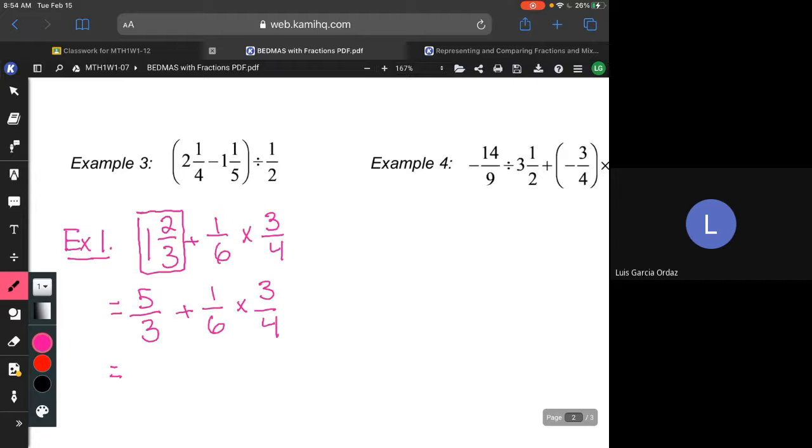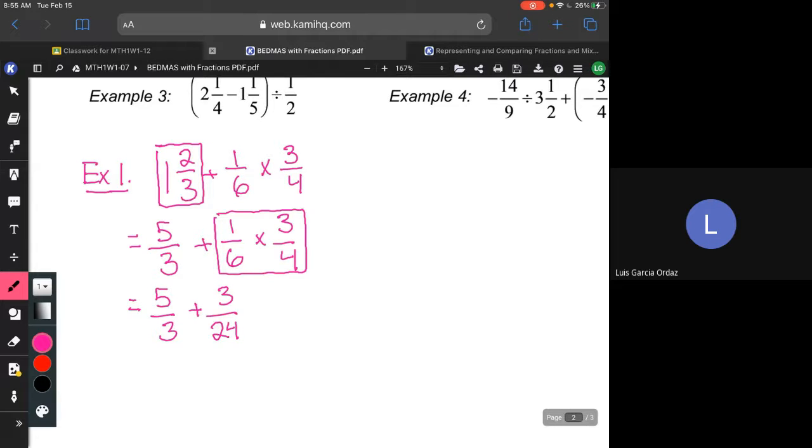According to BEDMAS, what comes next? Shireen: 1 over 6 times 3 over 4. Can you tell me what that gives me? Lauren? Let's start off with just 3 over 24. Before we go anywhere, should I reduce the 3 over 24 or can I just make my denominator in terms of 24? If I reduce it to 1 over 8, isn't my lowest common denominator still going to be 24? You can reduce it, that's fine, but your LCD is still going to be 24, so you're basically doing double the work.